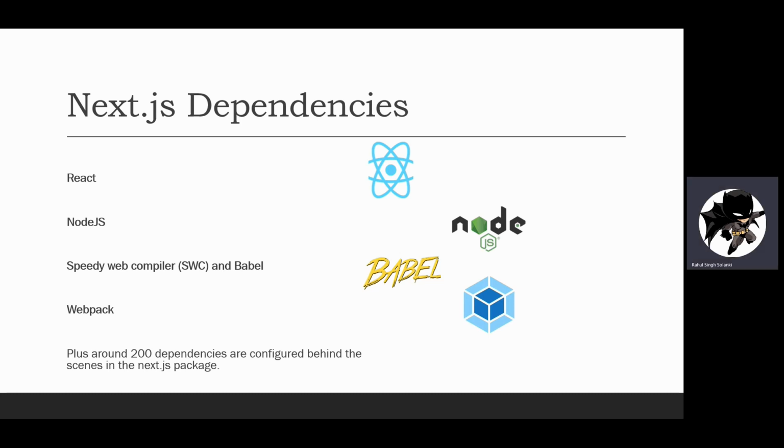Next, the dependency is SWC and Babel, where SWC stands for Speedy Web Compiler. Next.js requires them for compilation. The next one is Webpack, which is for bundling, plus around 200 dependencies are configured behind the scenes in the Next.js package.